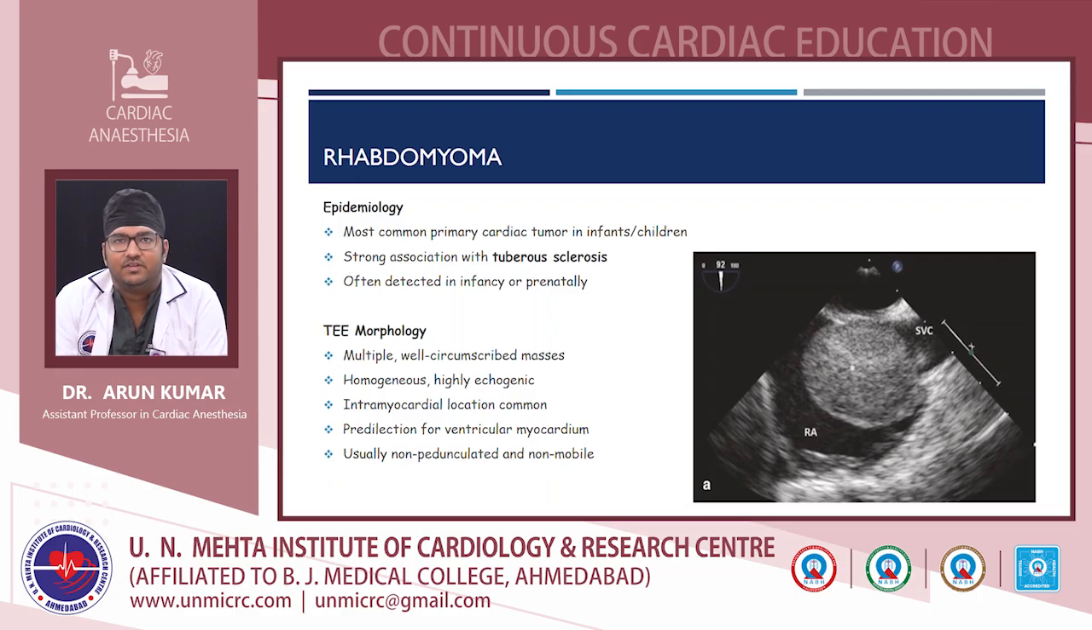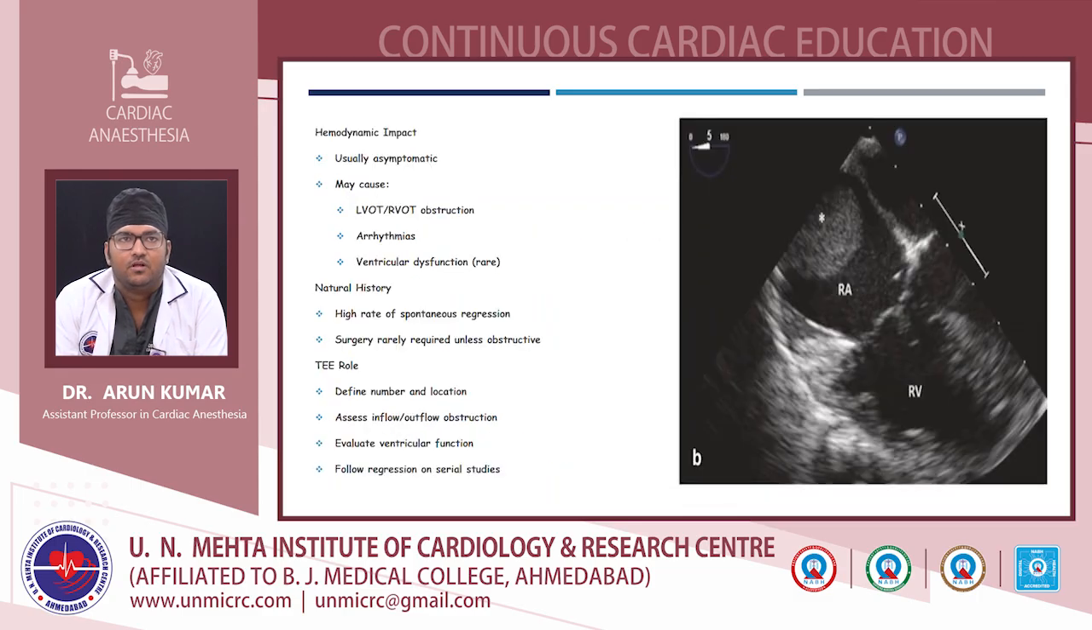Here you can see a mid-esophageal bicaval view, and you can see a large right atrial rhabdomyoma, and as you can see, it is located at the junction of the RA and SVC, causing obstruction to the SVC. Mostly rhabdomyoma will be asymptomatic, but it can cause RVOT or LVOT obstruction, arrhythmia, and ventricular dysfunction. One important thing about rhabdomyoma is the high rate of spontaneous regression. Surgery is rarely required, and the only indication is when it causes obstructive symptoms.